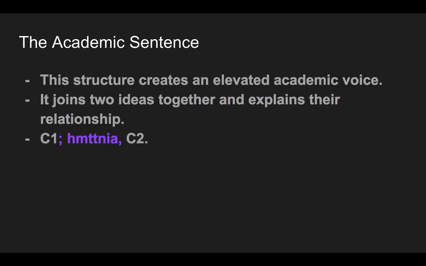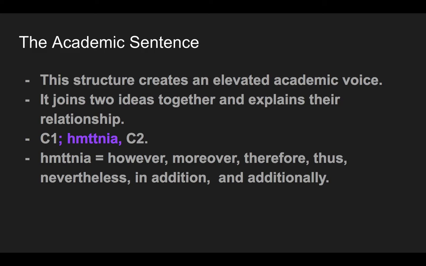And here's our formula. We've got clause 1, then we have a semicolon, then we have this piece in the middle called HMTTNIA, and then a comma. Now, the key point here is that we need all three of these pieces to make the academic sentence correct. So you need that semicolon, you need your HMTTNIA family member, and you need the comma. Then we have the second clause, and then the period.